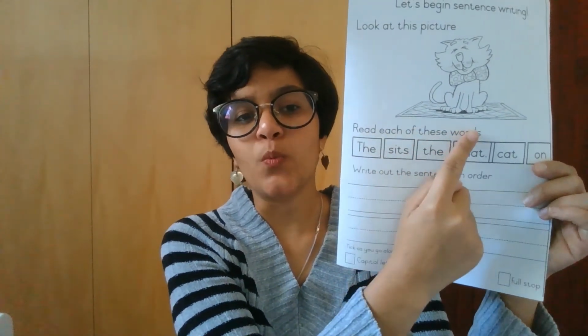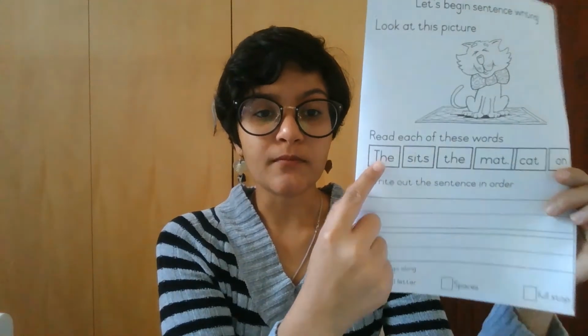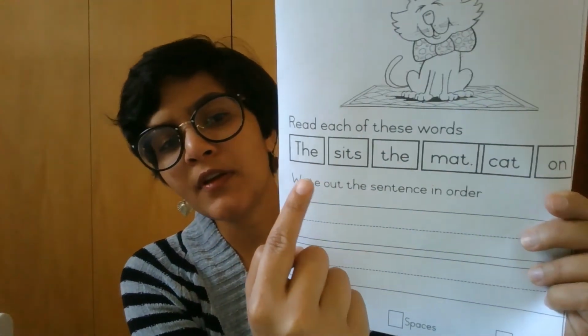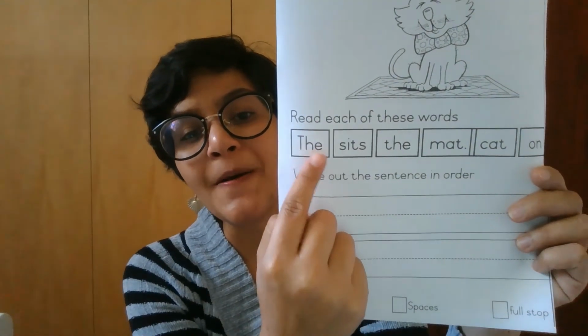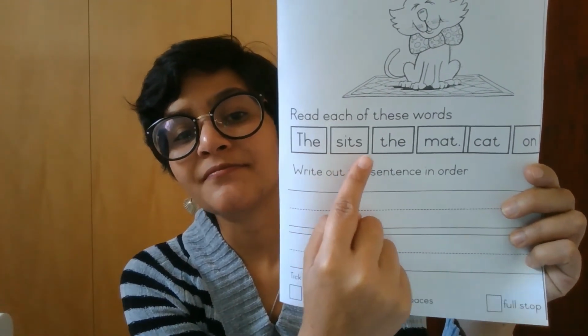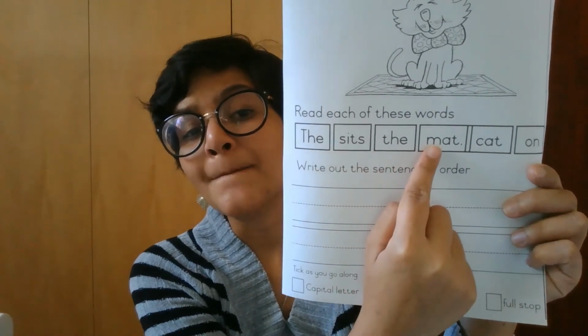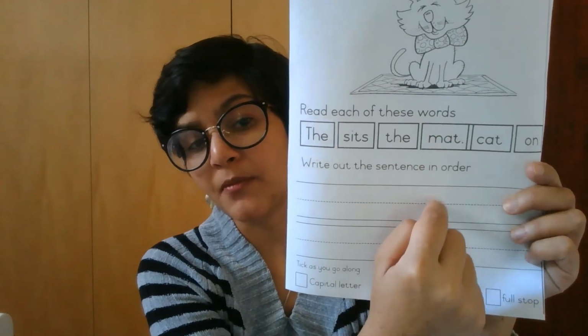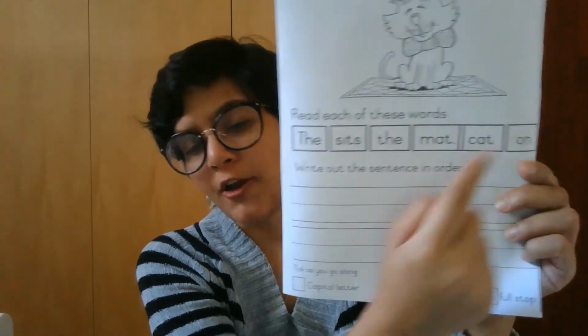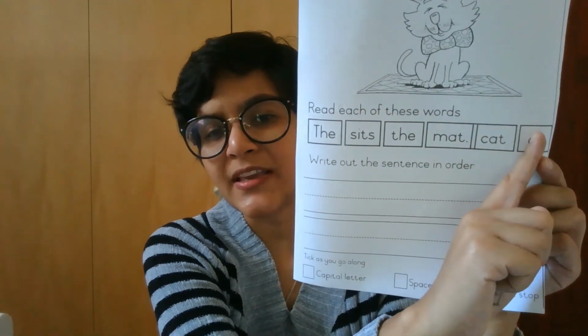So if we look at the bottom here, underneath our cat, it says, read each of these words. Let's read them. I'm going to put this closer. This first one says, the, sits, the, mat, with a full stop. There's a full stop with the word mat. Cat, on. So we have all these words here, but they're not in order. It doesn't say the cat sits on the mat. It says the sits the mat cat on. Does that make sense? No, it doesn't make sense.